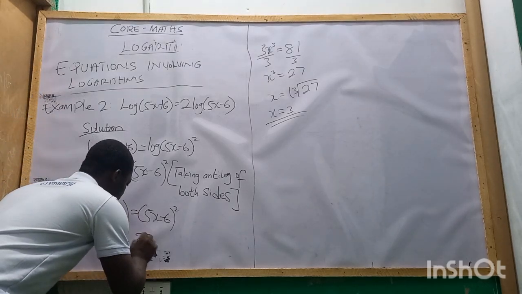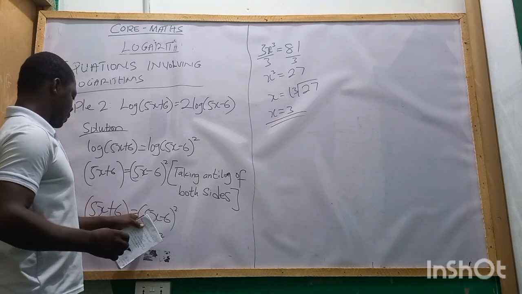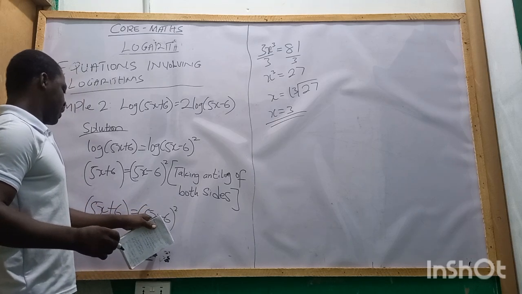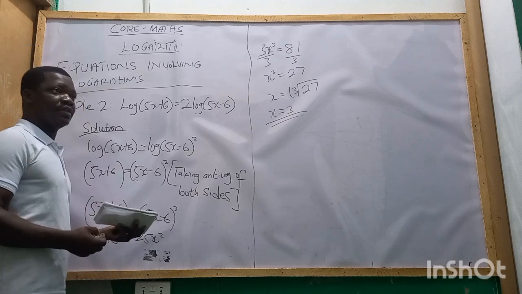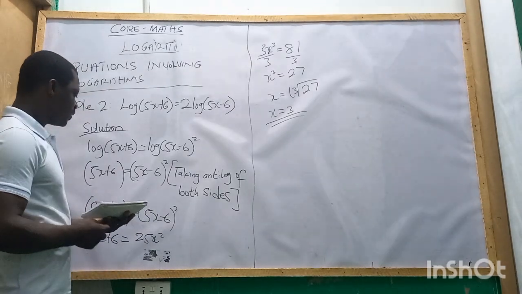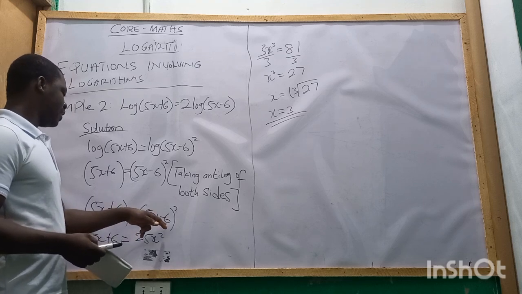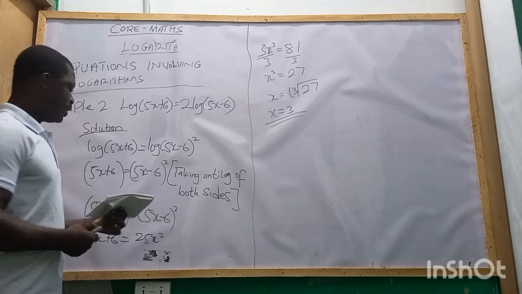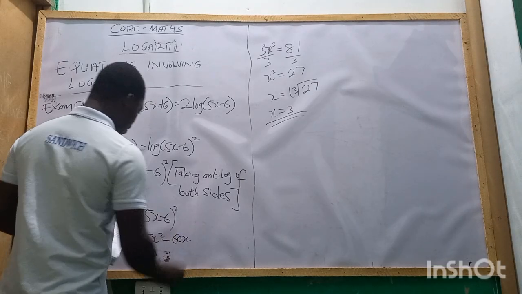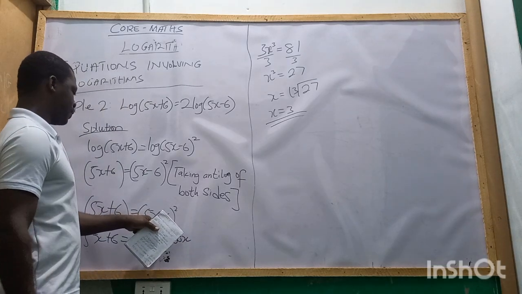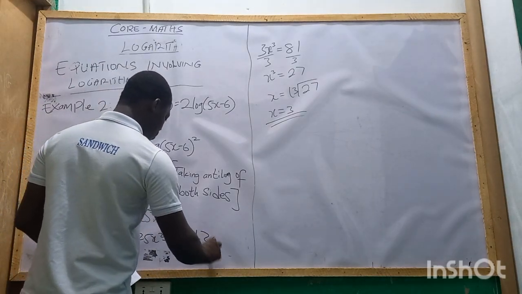25x squared. 2 times 5x times negative 6. So 2 times 5x, I'll get 10x. Then 10x times negative 6, I'll get what? Negative 60x. Then negative 6 squared, I'll get positive 36.